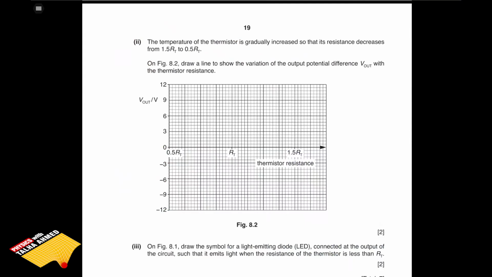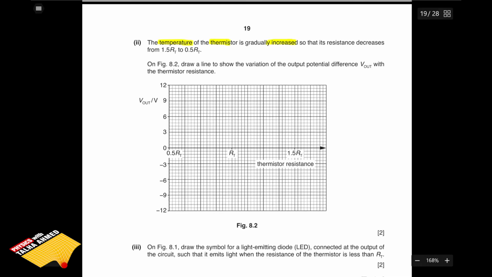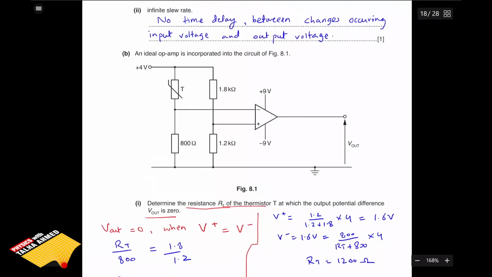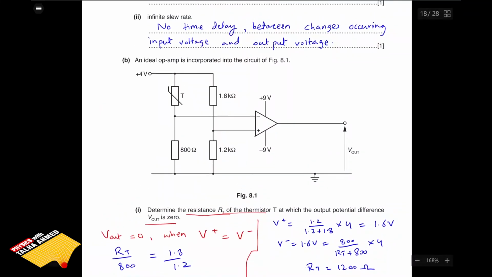Now we can move on to the other part. Here they're saying that the temperature of the thermistor is gradually changed, and this will also change the resistance of the thermistor. So initially what we had was the resistance of the thermistor at exactly the value RT, which was 1200. Now when you decrease or increase the resistance of the thermistor, that will change the conditions of the potential divider, which will also change the output voltage.